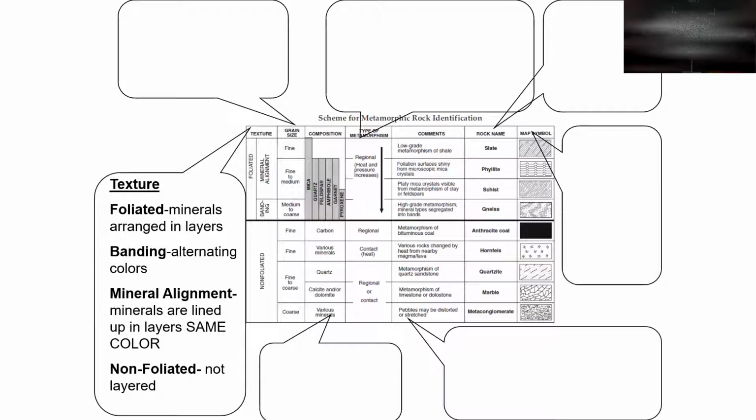The rest of them, slate, phyllite, schist, they all have just plain old mineral alignment, which just means their minerals are just lined up, but they're all the same color basically. And then finally, the bottom half just means no layers. Let me show you some of these. Hopefully they show up on the screen here. I'll pass them around as well.